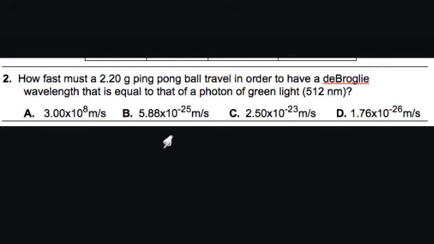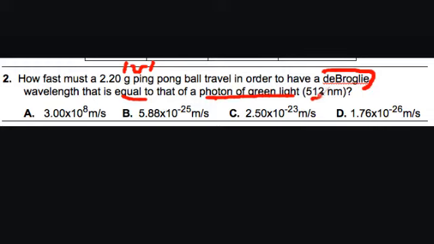Okay, here's a question about the de Broglie wavelength. And I'll just be honest with you, this question seems a little esoteric to me. What is the meaning of this? So they're asking how fast must a 2.2 gram ping pong ball travel? They're asking about the speed or the magnitude or the velocity of a ping pong ball in order to have a de Broglie wavelength that is equal to that of a photon of green light.